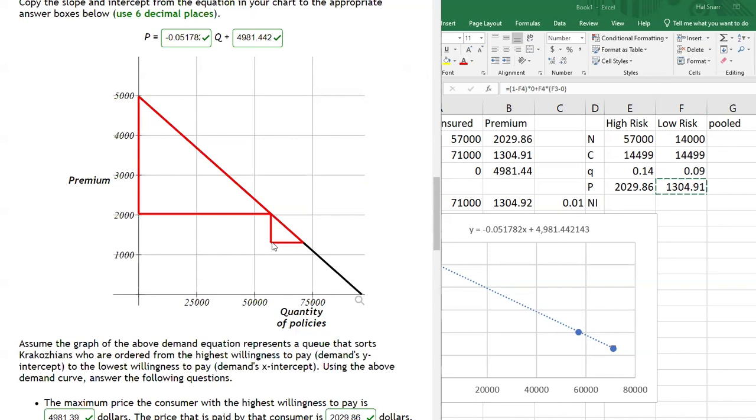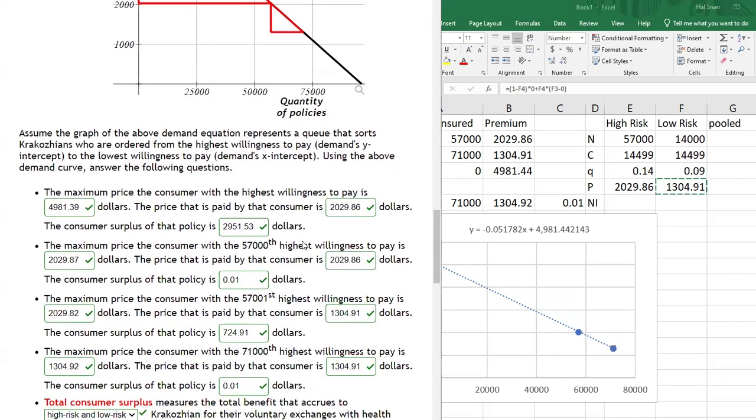The reason why is because, remember, this line segment is 14,000 people long. This value is 57,000. And this value is 71,000. And the difference in those two numbers is the length of this triangle, which is 14,000. And the length of this line segment is the 57,000 people who are low or high risk Caucasians. So this is the total consumer surplus here. And what this illustrates is that there is a marginal consumer amongst the high-risk pool, and there's a marginal consumer amongst the low-risk pool. So there's a high-risk marginal consumer and there's a low-risk marginal consumer.